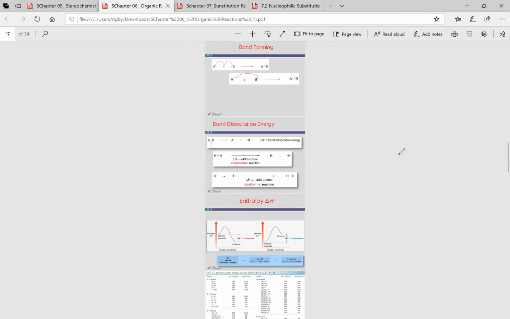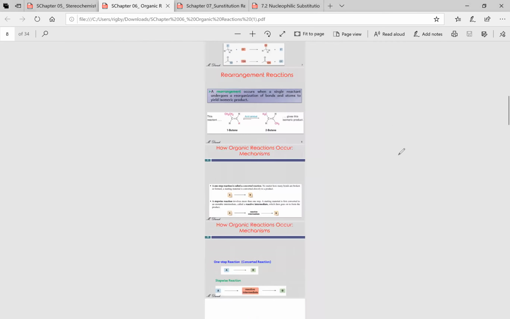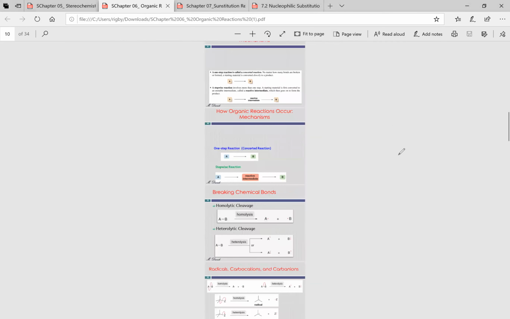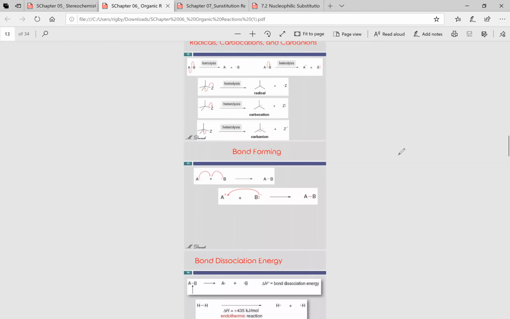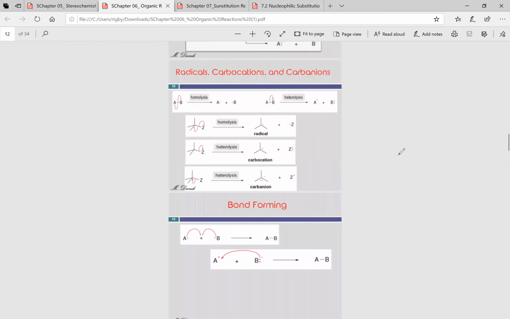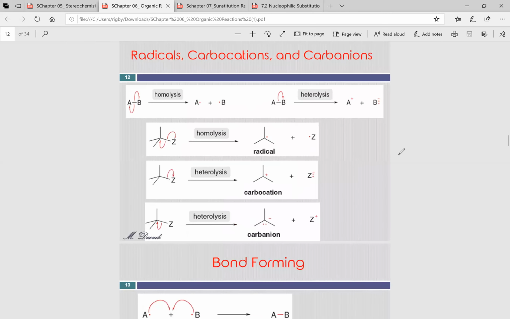Okay. So let's continue on just one more thing. I just want to go over one more thing because I did go over the difference between addition, substitution, elimination, all that stuff last week. So I just want to reiterate, because this is going to be important for the next chapter, how the arrow pushing mechanism works. So there are 2 types of ways that we can break a bond.